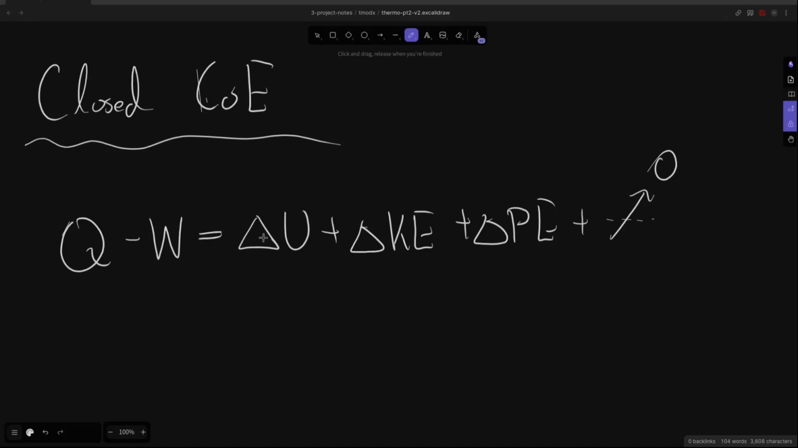Our internal energy is just kind of a quantity. We don't really calculate it, but we can get change in kinetic energy by, again, 1/2 m v final squared minus v initial squared. And our potential energy here, change, is mg delta z.